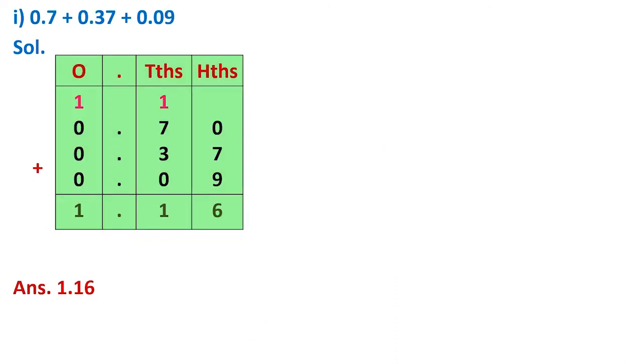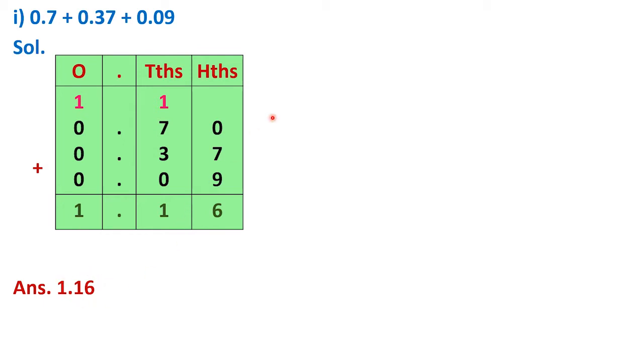Next question is 0.7, 0.37, and 0.09. You can see how we have arranged the values in the table, and we are adding: 0 plus 7 plus 9 is 16. So 1 is taken as carry, 6 is written at the bottom. Then 1 plus 7 plus 3 is 11. So 1 again is taken as carry over here, 1 is written here. And then decimal below the decimal, and this 1 is taken down here. So the answer is 1.16.